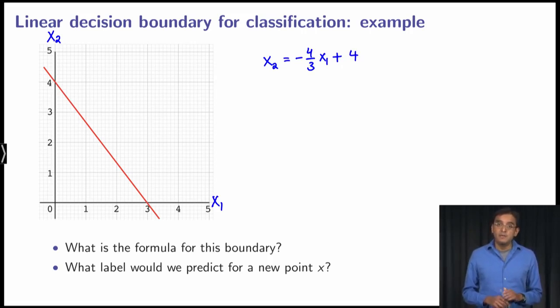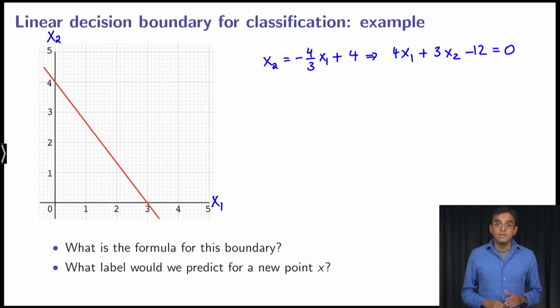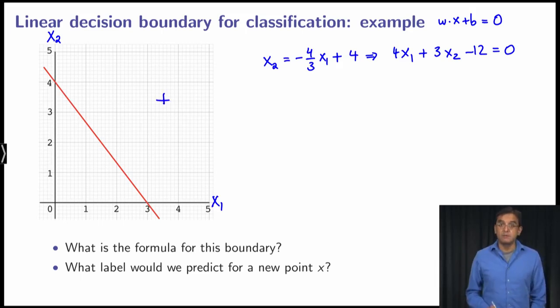Now we'll be writing it in a slightly different way. Let's multiply through by 3, and then this becomes 4x1 plus 3x2 minus 12 equals 0. We'll always be writing linear decision boundaries in this way, in the form w dot x plus b equals 0. So that's the equation of this line, and that's going to be a decision boundary. Points on this side, we'll say are plus. Points on this side, we'll say are minus.